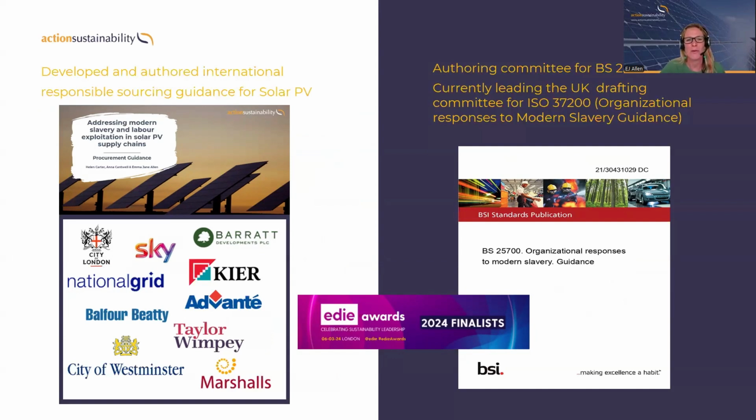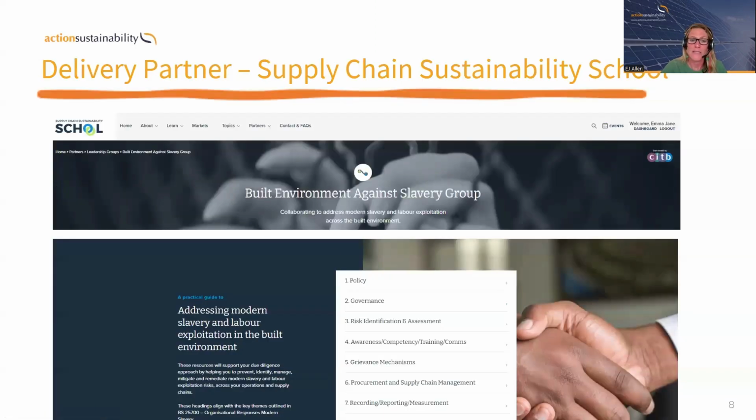We were also on the authoring committee for the British standard I mentioned earlier on. And my colleague Helen is currently leading the UK drafting committee for developing an ISO standard. So it's ISO 37200 maybe, which is based on the British standard. So that's all about modern slavery and organisational approaches. We're also the delivery partner for the Supply Chain Sustainability School as well.